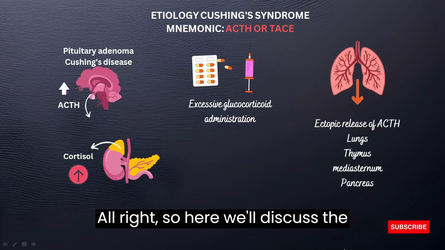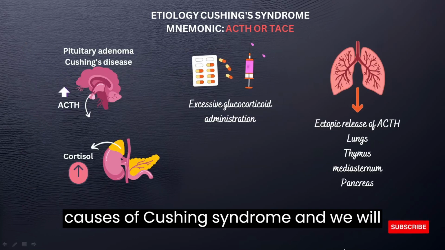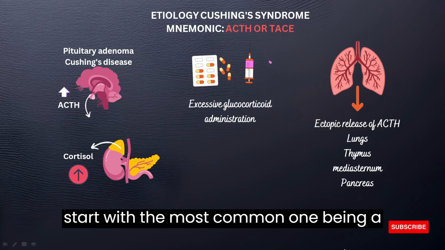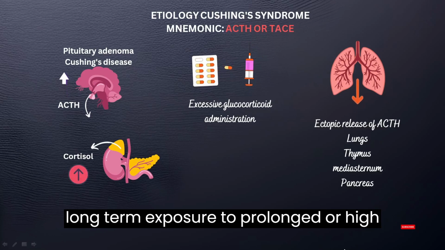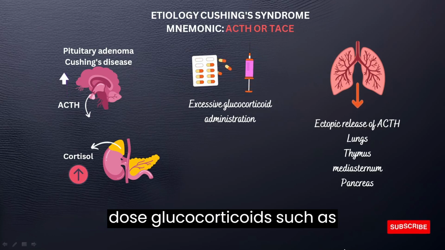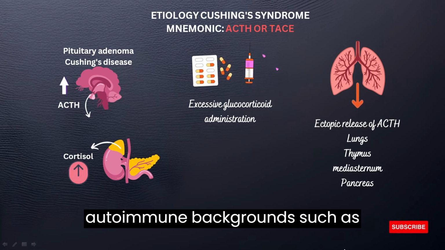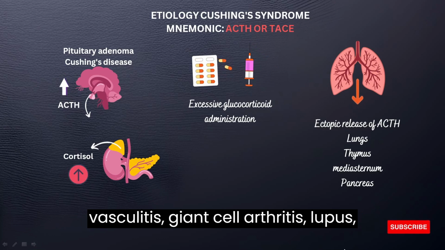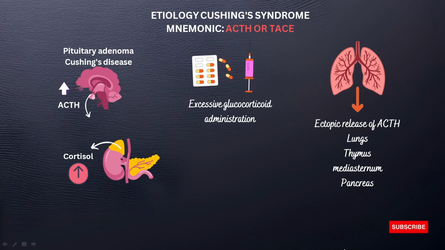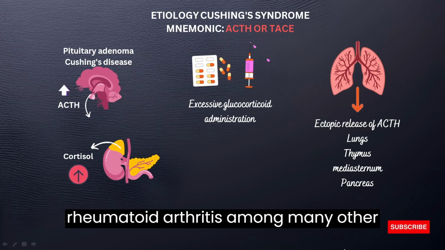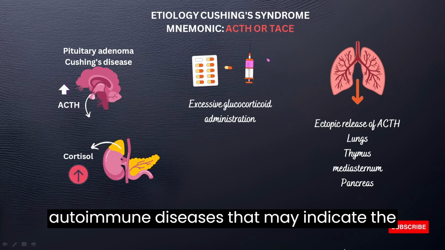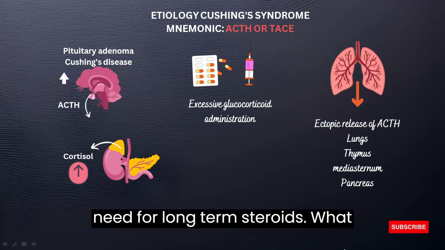Alright, so here we'll discuss the causes of Cushing syndrome, and we will start with the most common one, being a long term exposure to prolonged or high dose glucocorticoids such as prednisolone. Imagine diseases with autoimmune backgrounds such as vasculitis, giant cell arthritis, lupus, rheumatoid arthritis, among many other autoimmune diseases that may indicate the need for long term steroids.